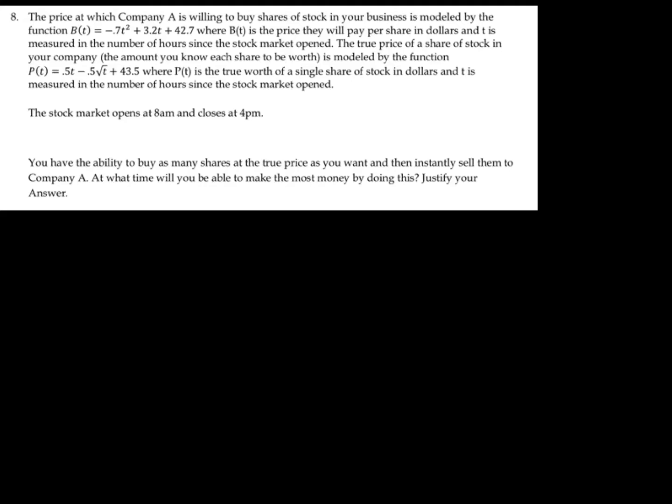So there's a lot going on here, but what we want to boil it down to is what allows us to make money. So thinking about this situation, we know that at any time we can instantly buy a share of stock at price given by P of t and then instantly sell it to company A, who's willing to spend the amount given by the function B of t. So how much money am I making? Well, it depends how much more company A is going to buy the stock for compared to the amount that I had to pay for it.